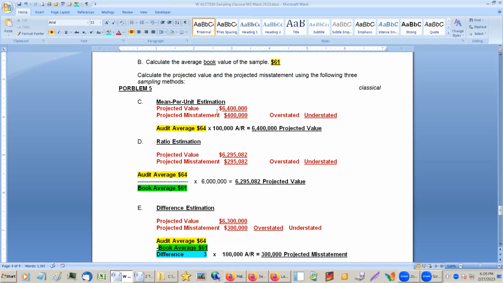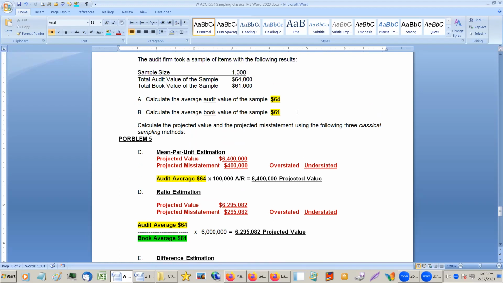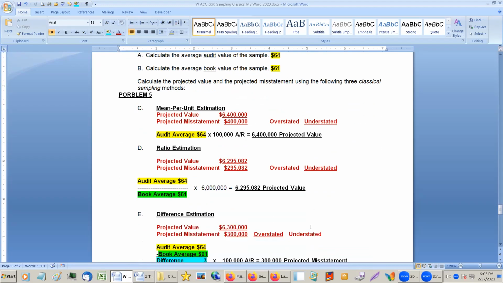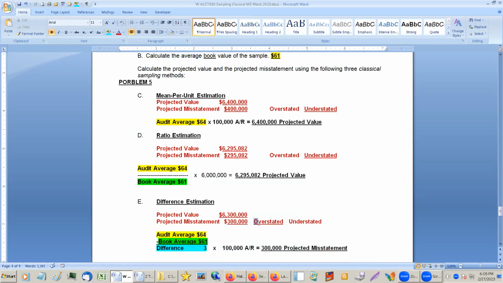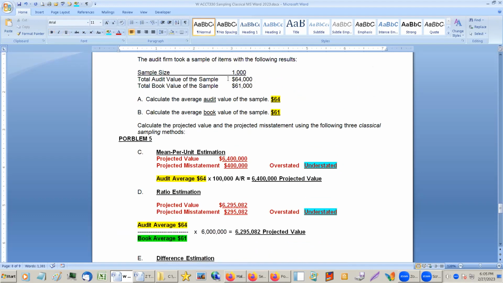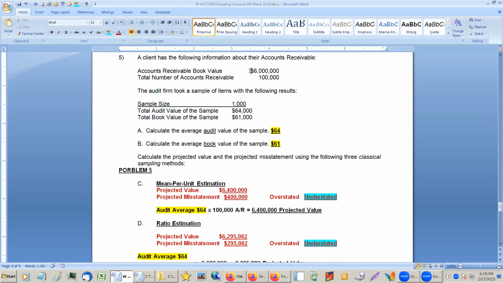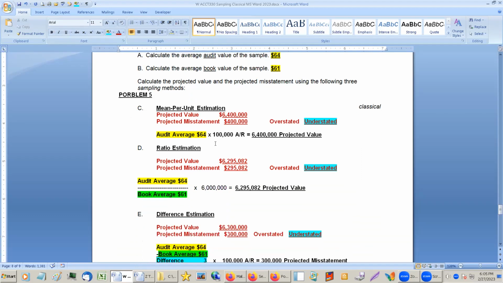I got a question. I did something wrong here. Is the third one really overstated? It does not. That's what I did wrong. I just realized. No, it is. These are all understated. The projected value is more than what they have on their books. So accounts receivable, they have on books at 6 million, and these are all understated.